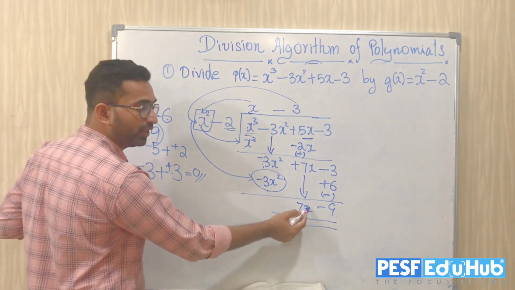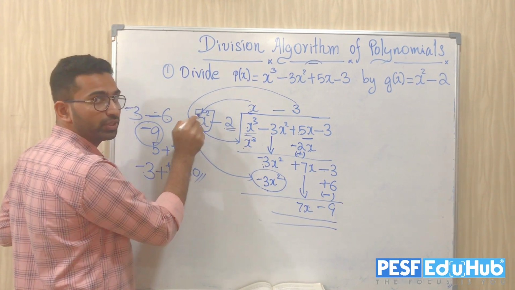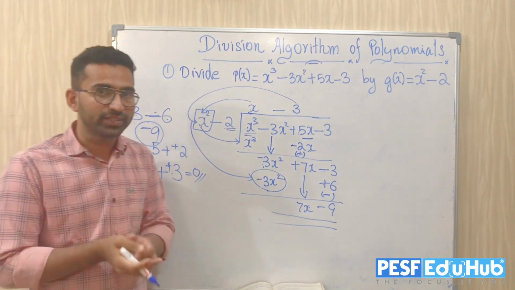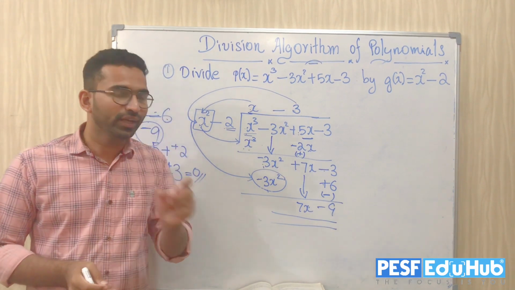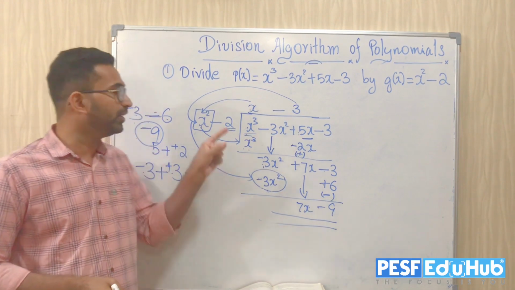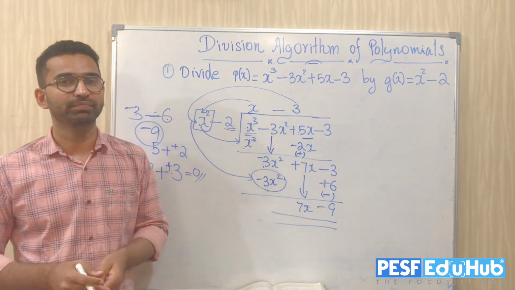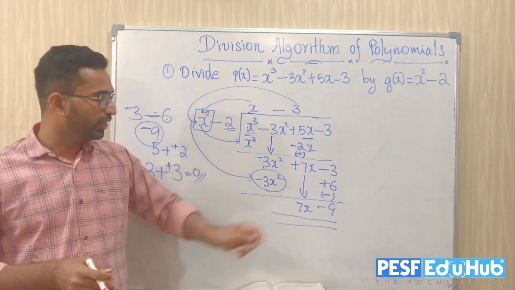Because what is the exponent here? 1. And what is the exponent here in the divisor? It is 2. Means always the exponent or the degree of the remainder will be less than the exponent of the divisor. That is the only thing. Okay, so your answer is over.